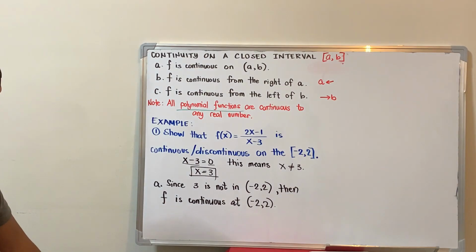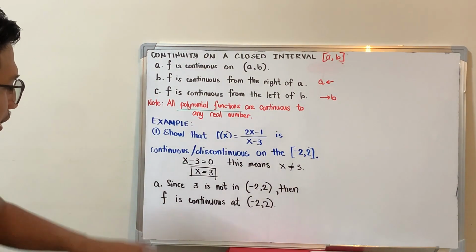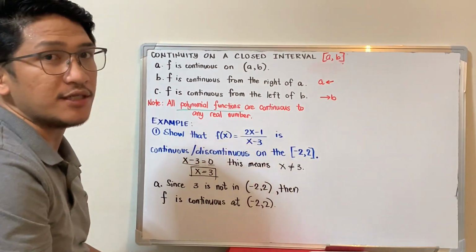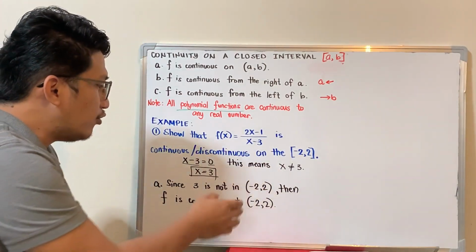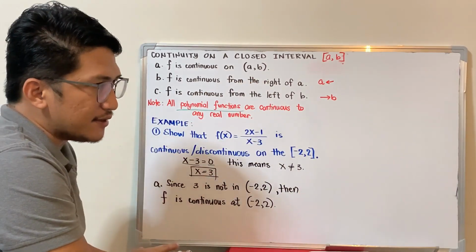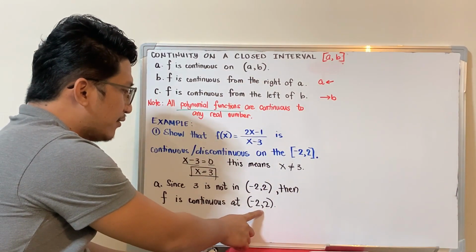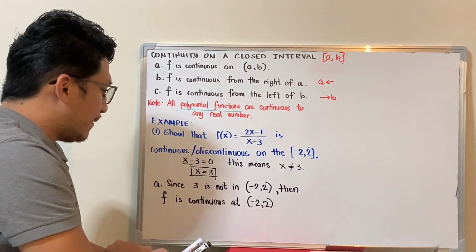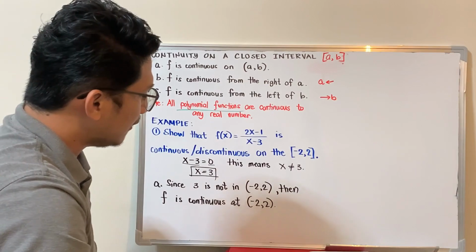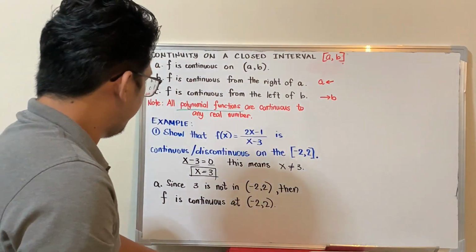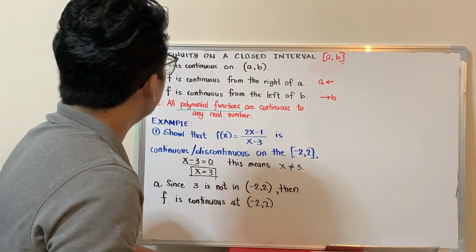So this time, we'll proceed to letter B. If it is not satisfied there, then it is automatically out, meaning it is discontinuous. The reason it is continuous there is because 3 is not in the interval. So f is continuous at the open interval negative 2 and 2. Then, let's have letter B.